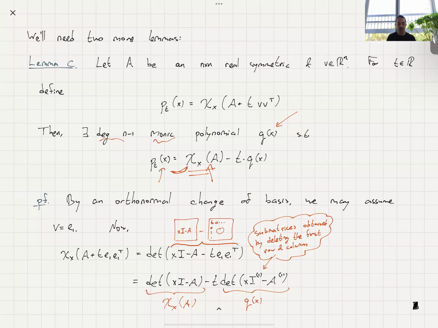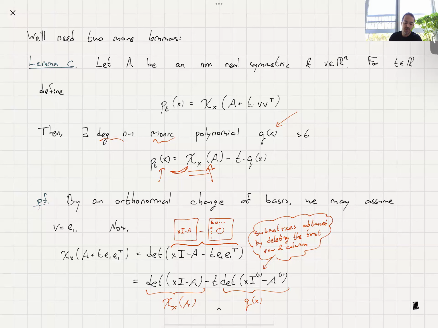The nice thing about this lemma is that the dependence on t is such that the difference between these two polynomials, the new characteristic polynomial P_t of x and the old one, is just minus t times a monic polynomial in x, of degree n minus 1, of course. So it's the dependence on t that's interesting here. But that's an easy exercise.